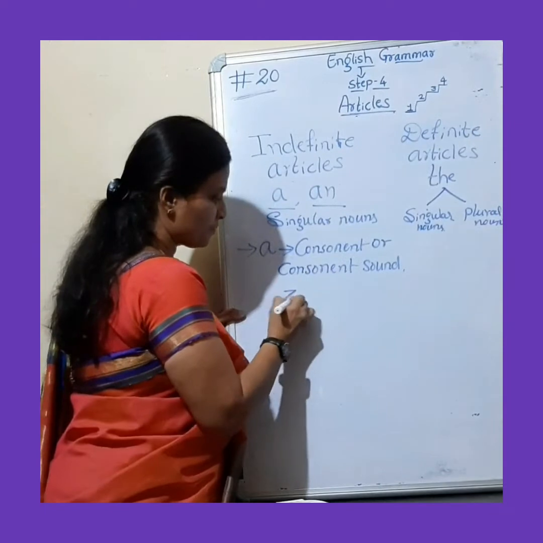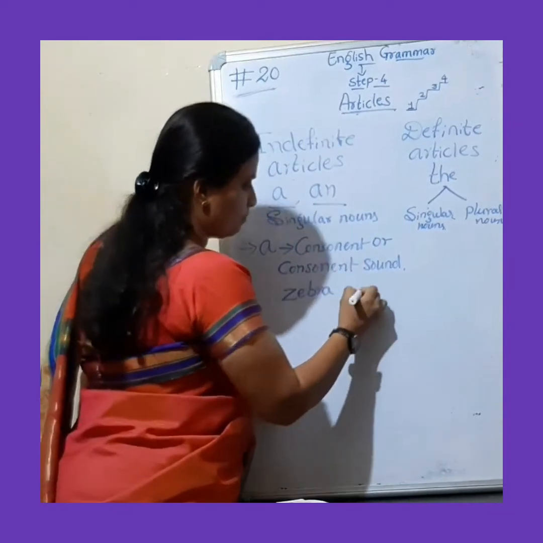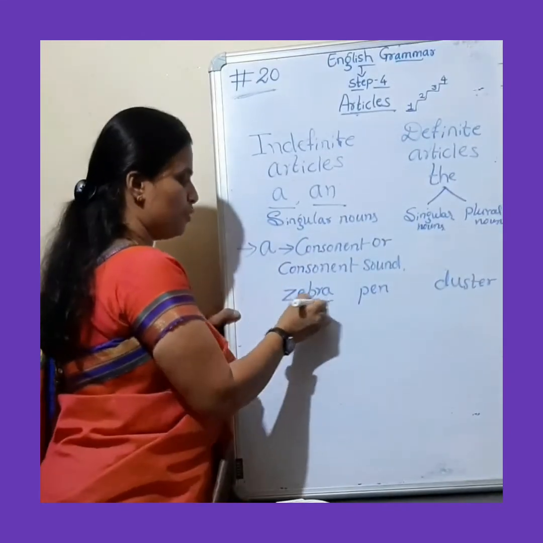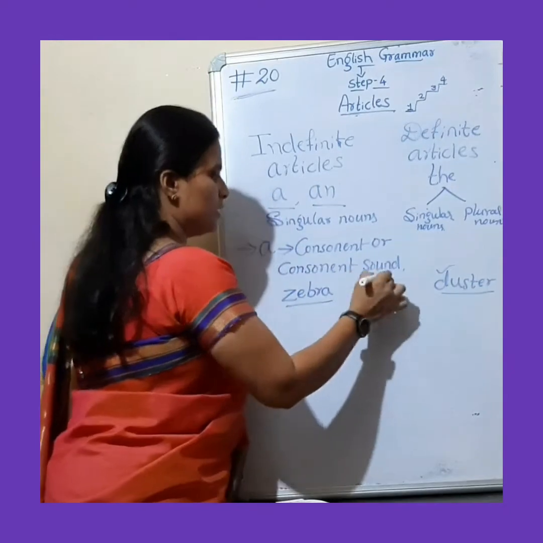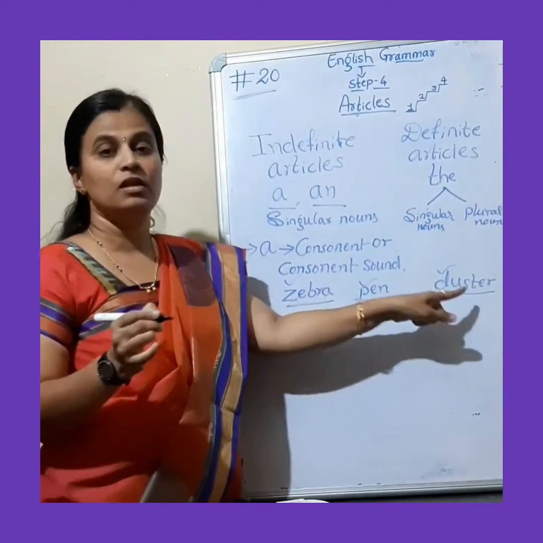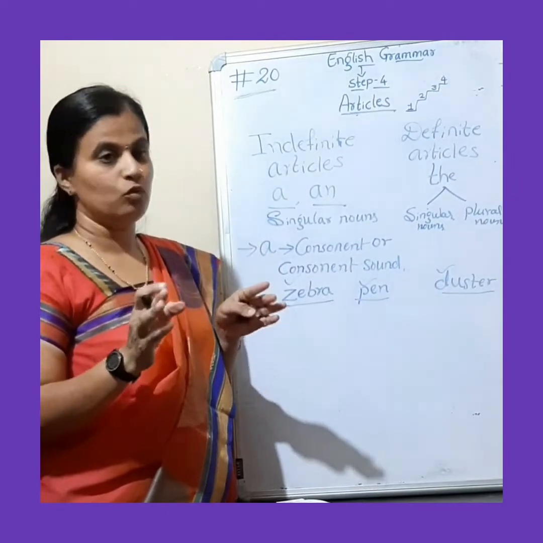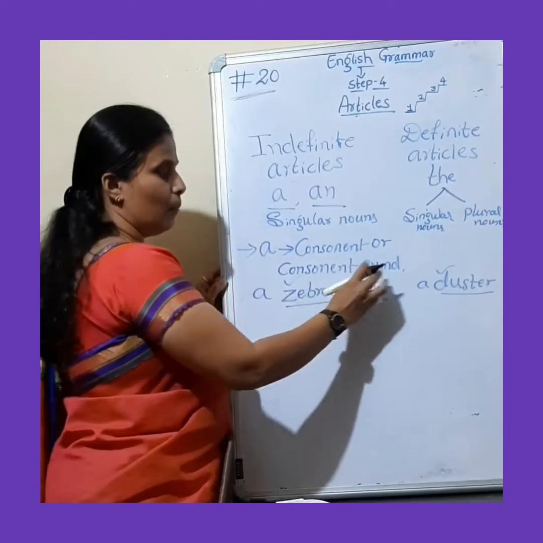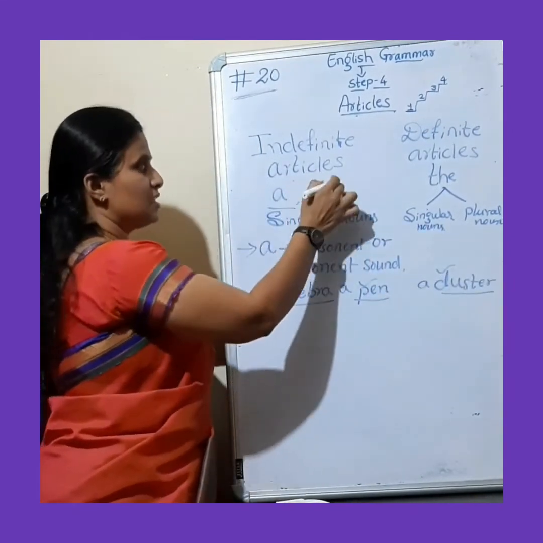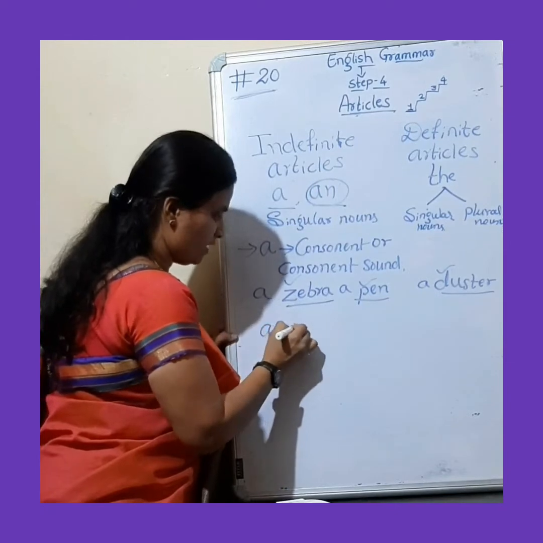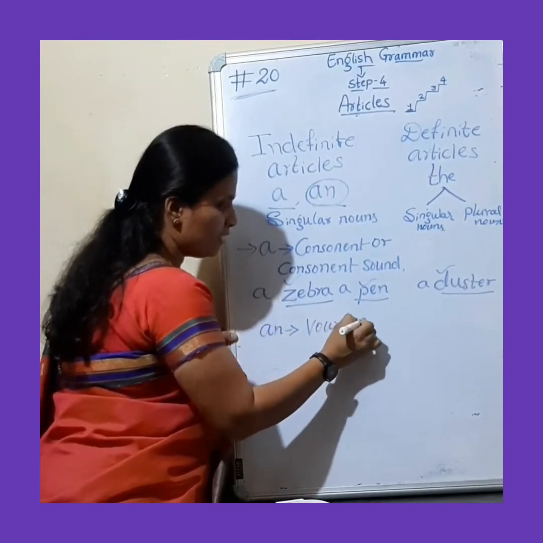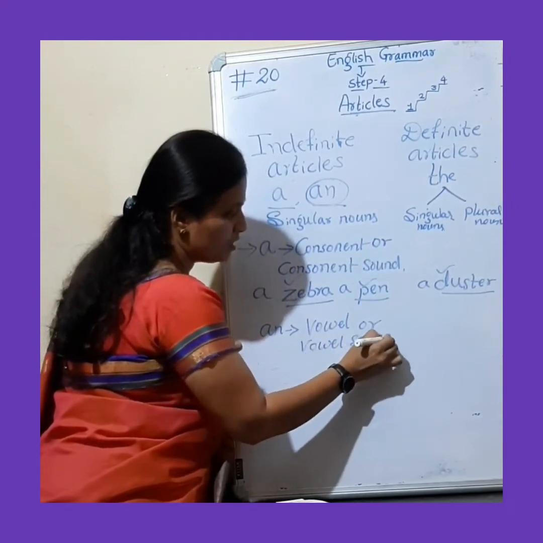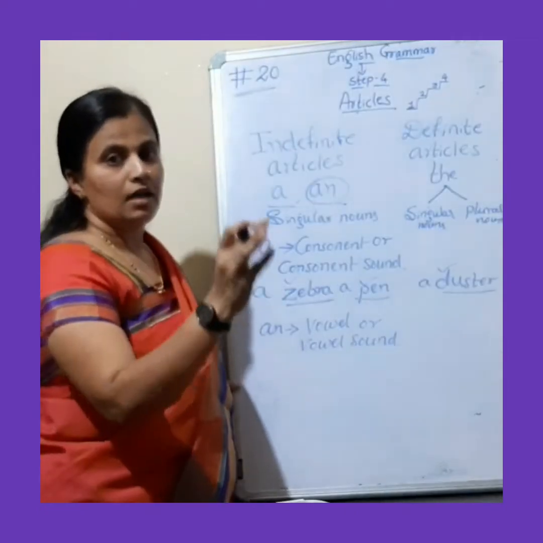For example, zebra, pen, duster. Now just observe the word as well as the first letter. The first letter begins with a consonant, so we have to put a before these words: a zebra, a pen, a duster. Let us now concentrate on an. When is it to be used? When the word begins with a vowel or vowel sound, that is A, E, I, O, U.